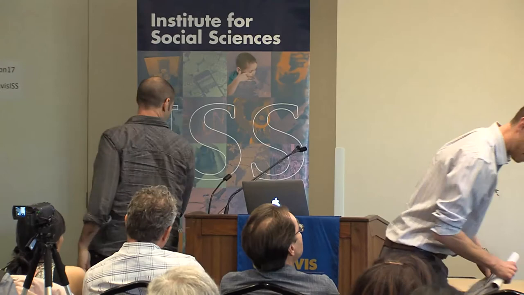Hi, I'm Paul Smaldino. This is 5 minutes of reflections on computational social science. I'm going to try to do this in 5 minutes, and so I want to say exactly three things. These are the things, and I will then say them after this slide.